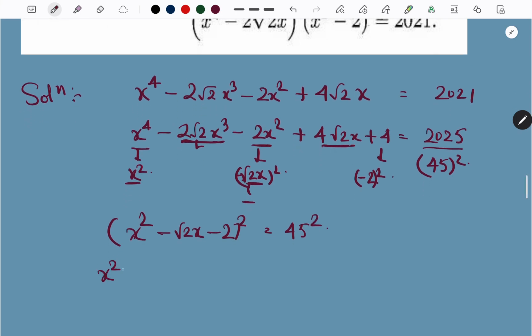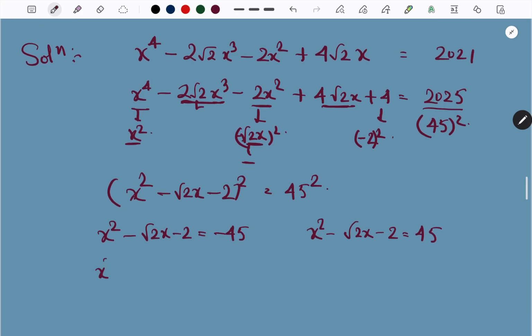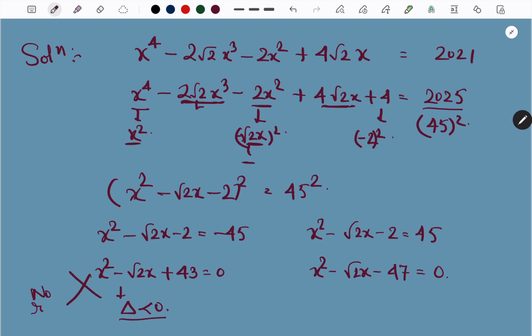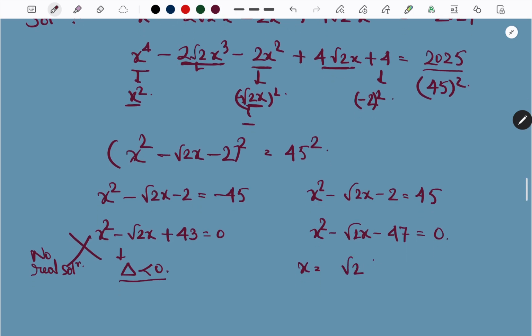Now if I take the square root of both sides, this will be x² - √2x - 2 is equal to either minus 45 or x² - √2x - 2 is equal to plus 45. So there are two equations: x² - √2x + 43 is equal to 0, and x² - √2x - 47 is equal to 0. Now for the first, b² - 4ac, this delta is less than 0 and hence no real solution.